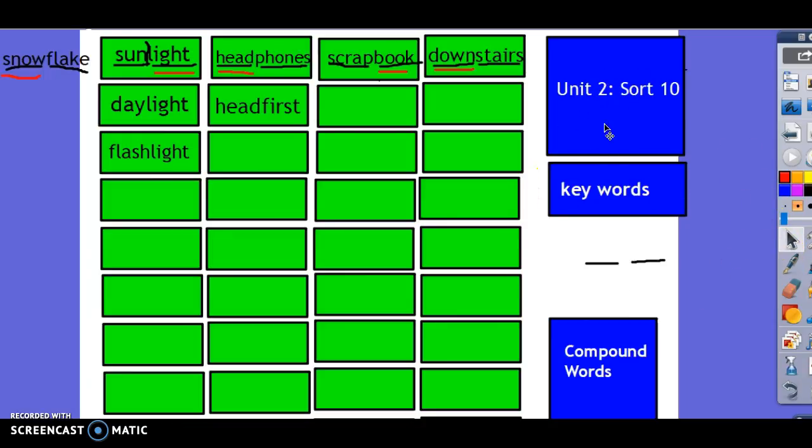I'll do one more. Bookmark. So if I were to separate the word bookmark, I would have the word book and I would have the word mark. Bookmark. So I'm going to put that under my book category.